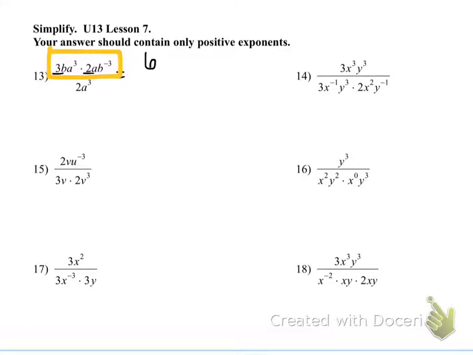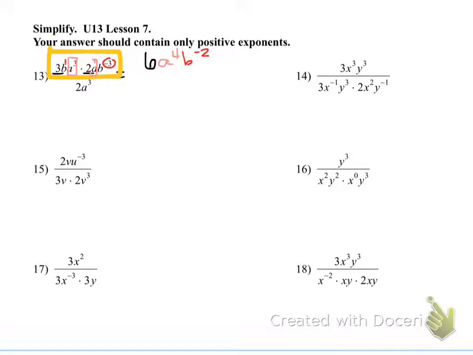Then we're going to simplify my a variable. I've got a to the first power and a to the third. That would give me a to the fourth. Then we'll do that same thing with b. We have b to the first power and b to the negative 3. So 1 plus negative 3 gets me negative 2. So I've got b to the negative 2. Now I can see that my numerator, the top of this expression, is completely simplified.